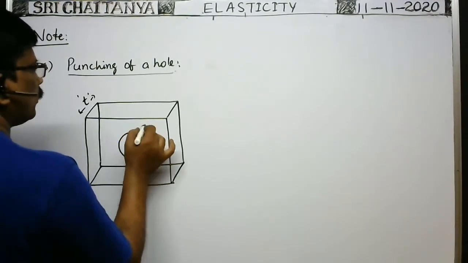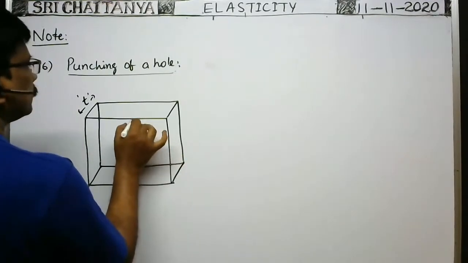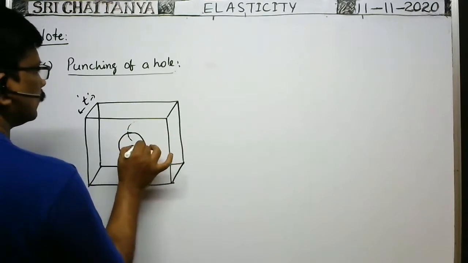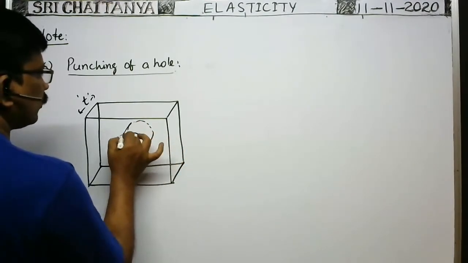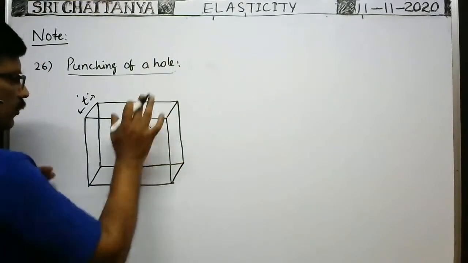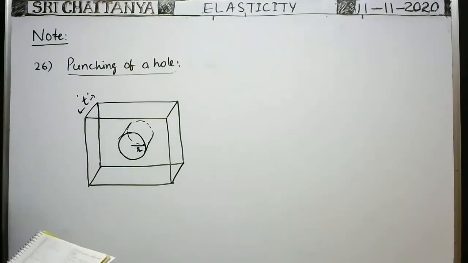When the hole is punched like this, the hole is formed, isn't it? In order to punch that hole, what is the force required? That is the example, that is the case: in order to punch the hole, what is the force required?